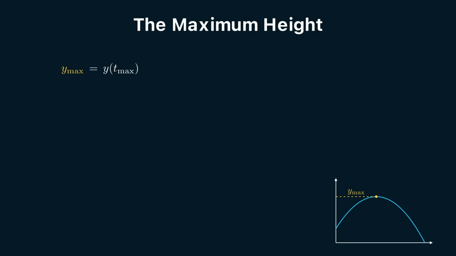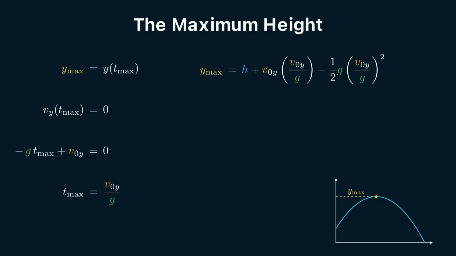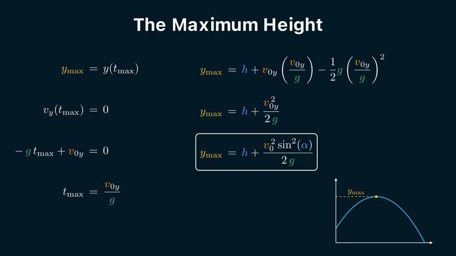Vy at Tmax is therefore equal to 0. So we insert Tmax into Vy and solve for Tmax. Done. Now we can insert Tmax into y of t and calculate Ymax. Multiplying everything out leads to a strong simplification of the expression. If we then also insert v0y, we obtain the general equation for the maximum height.